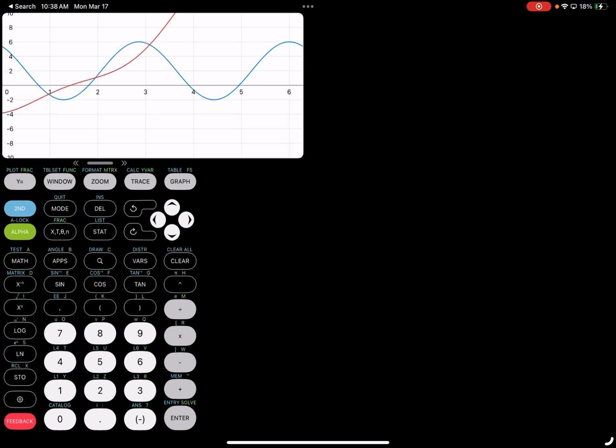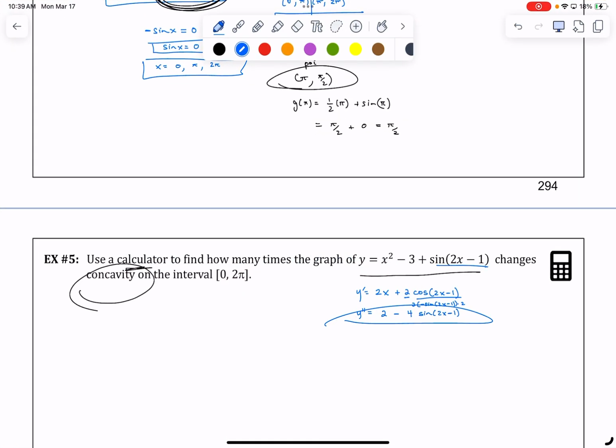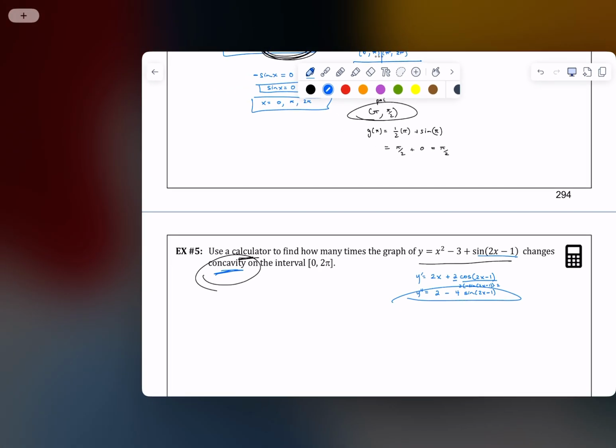Look, the red is the original. The blue is the second derivative. The question was, how many times does the graph change concavity? Because if it changes concavity, it's a POI. So basically, how many POIs are there from 0 to 2 pi?